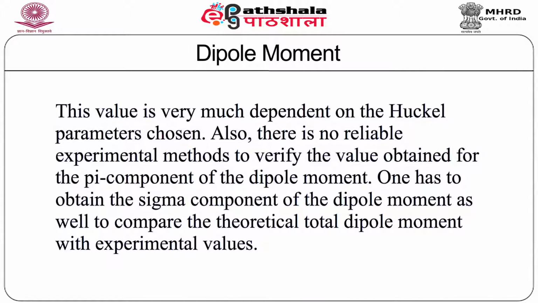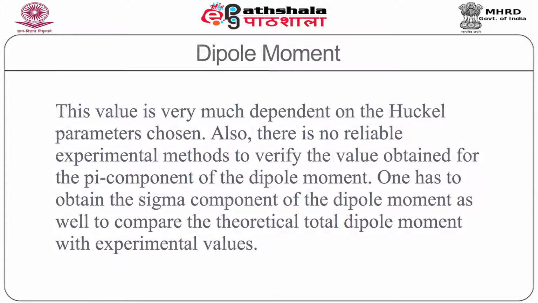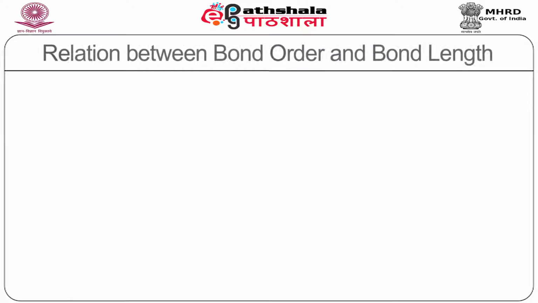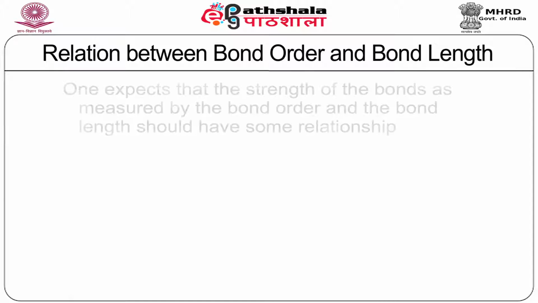This value is very much dependent on the Hückel parameters chosen. Also, there is no reliable experimental method to verify the value obtained for the pi component of the dipole moment. One has to obtain the sigma component of the dipole moment as well to compare the theoretical total dipole moment with experimental values. Now let us examine the relation between bond order and bond length.